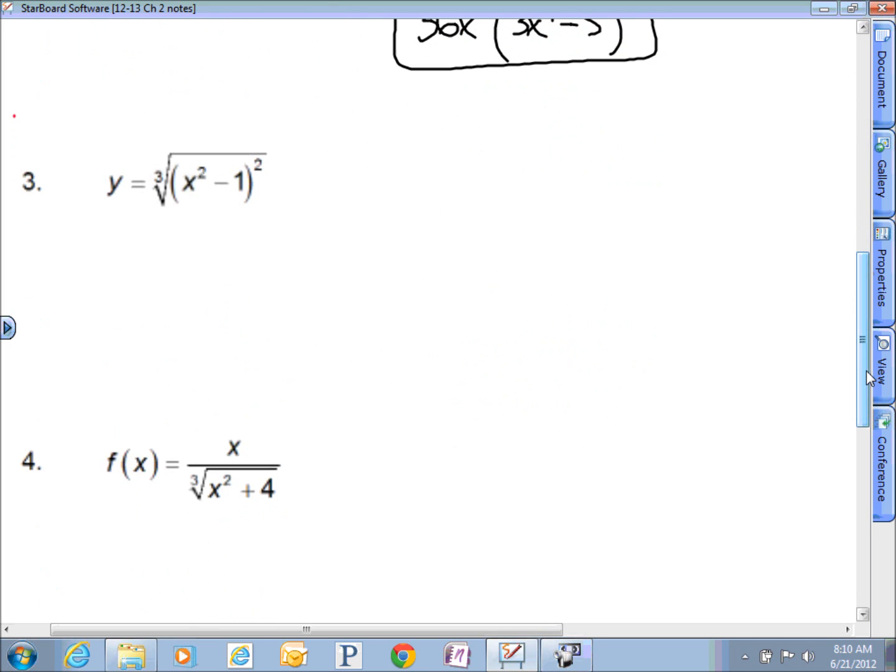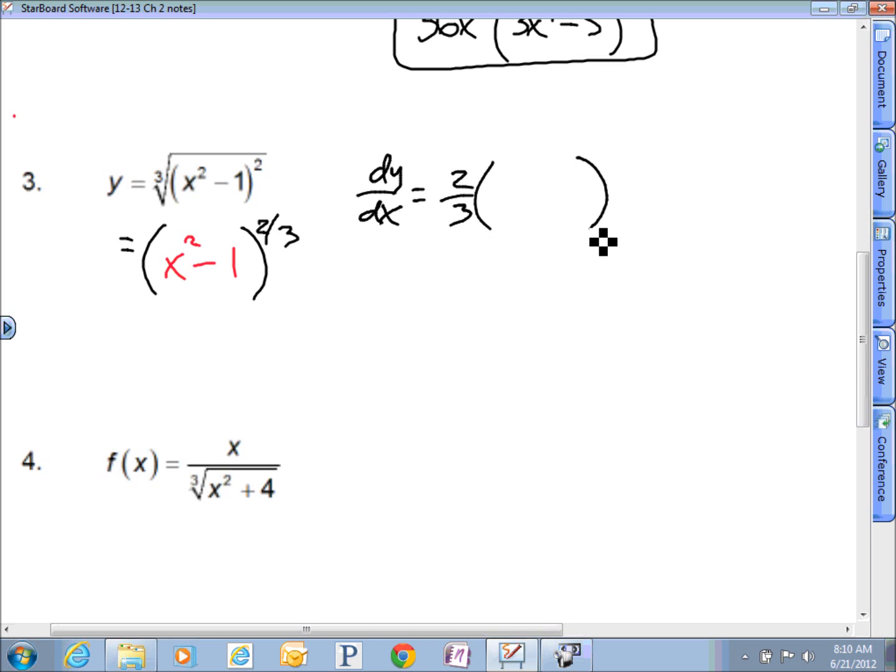Problem number 3. Again, I'm going to rewrite it, because what I'm looking at right now I don't especially like. Let's take this x squared minus 1 and raise it to the 2/3 power, so that something to the 2/3 power is now my outside function, and my inside function is x squared minus 1. So the derivative of the outside, let's take care of that first: 2/3 quantity, subtract 1 from the power, negative 1/3.